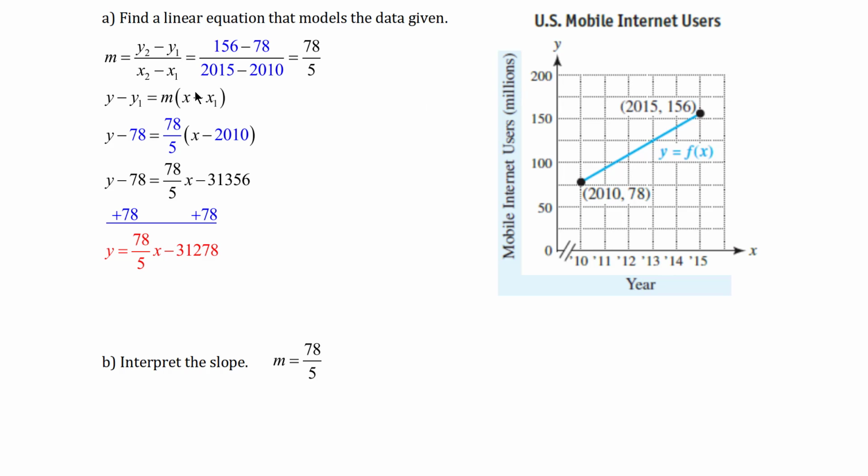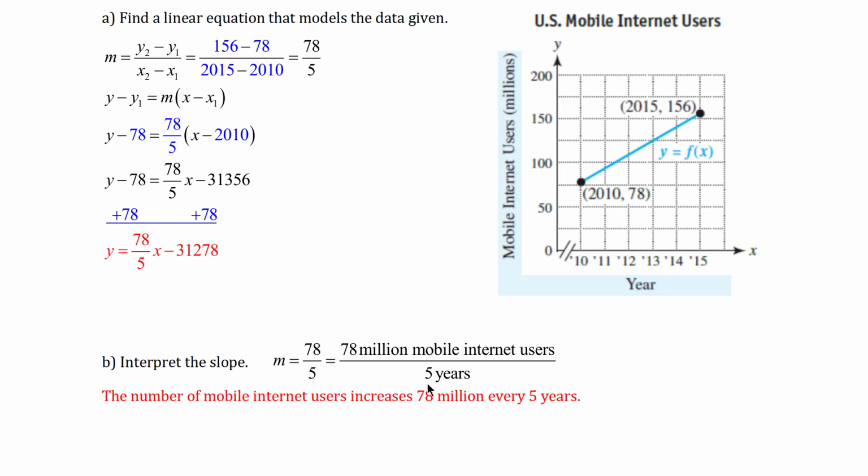In the denominator of the slope, we have a difference of x's. In this problem, the units for x is years. We can see that the x-axis is labeled year in the graph that was given. So we have that our slope is equal to 78 million mobile internet users over 5 years. Our slope here is positive, so the way we interpret this is that the number of mobile internet users increases 78 million every 5 years.